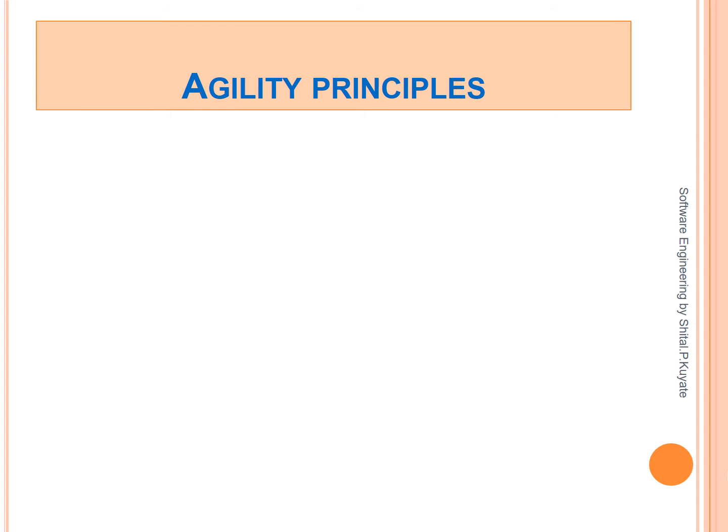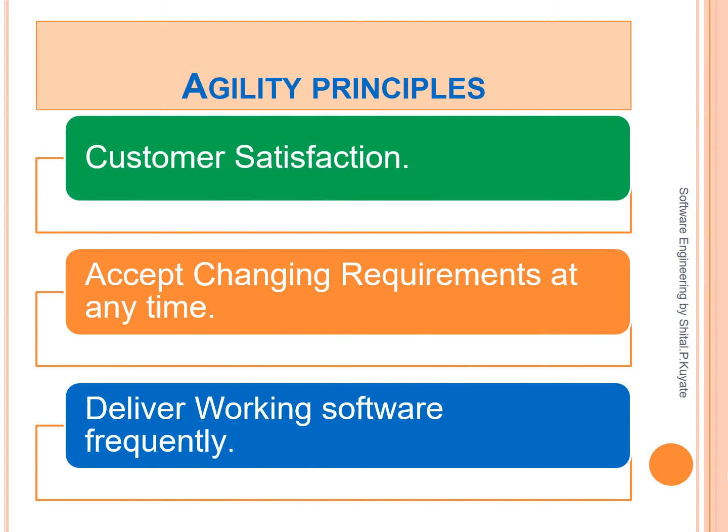Now, let's have a look at the principles of agile process. The first principle: in this methodology, the highest priority is to satisfy the customers through early and continuous delivery of valuable software. It means customer satisfaction is very important. The second one is to accept changing requirements even late in development. Agile process harnesses change for the customer's competitive advantage.